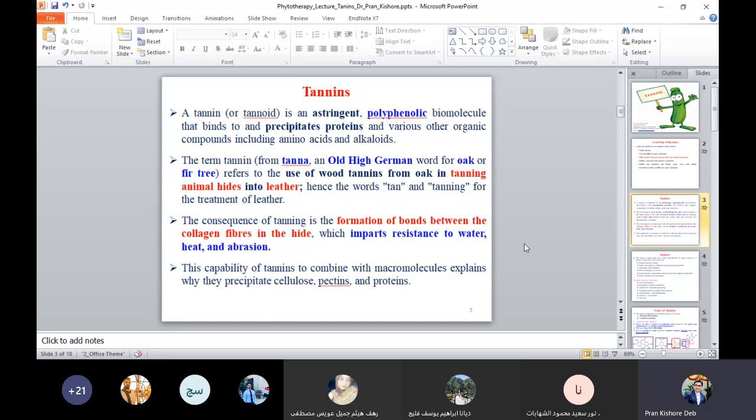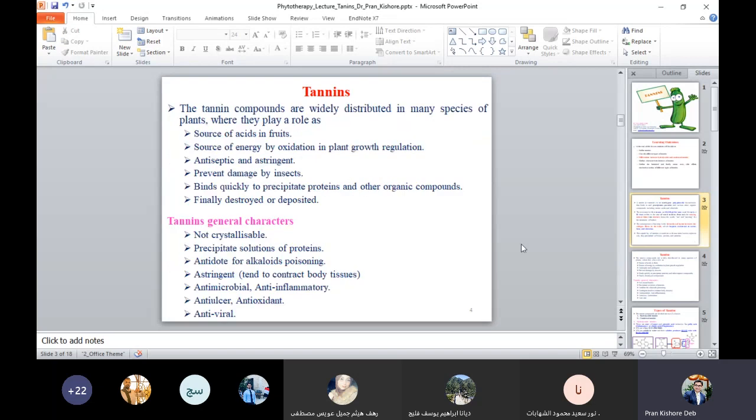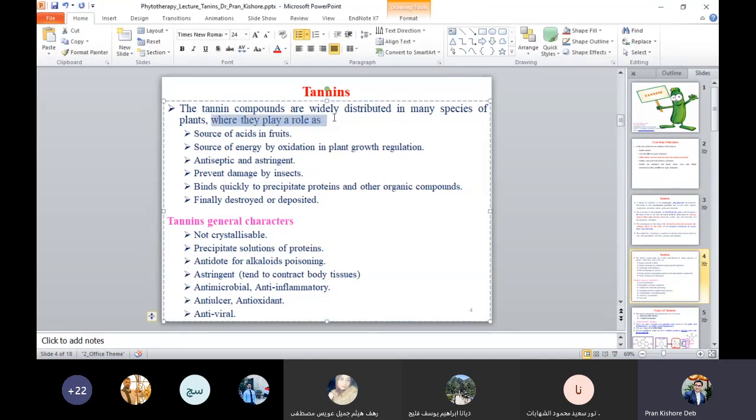So this capability of tannin to combine with macromolecules explains why they precipitate cellulose, pectins, and proteins. Now, tannin compounds are widely distributed in many species of plants where they play different roles, such as a source of acid in fruits. They are also a source of energy by oxidation and play a role in plant growth regulation. They are also antiseptic and astringent in nature. They prevent damage to the plant by insects. They bind quickly and precipitate proteins and other organic compounds. And finally, they get destroyed and deposited.